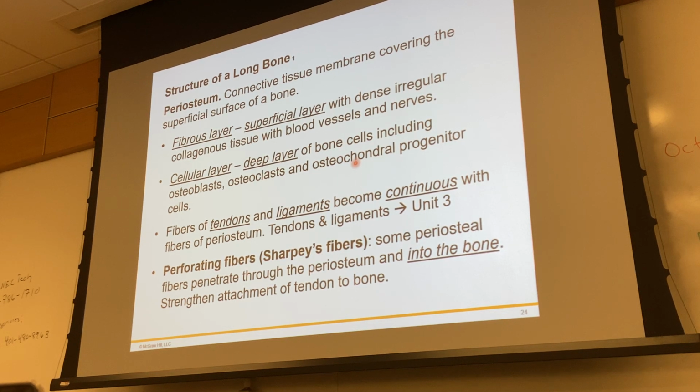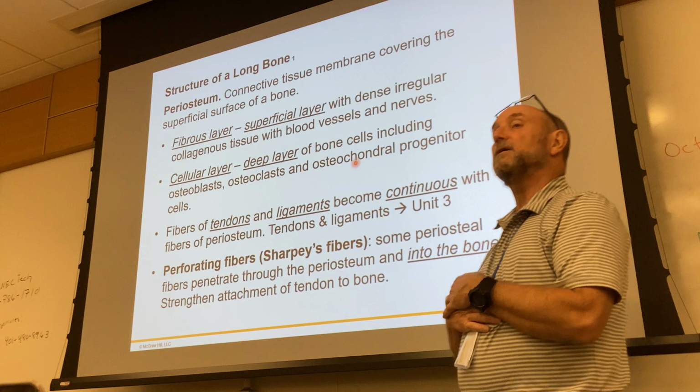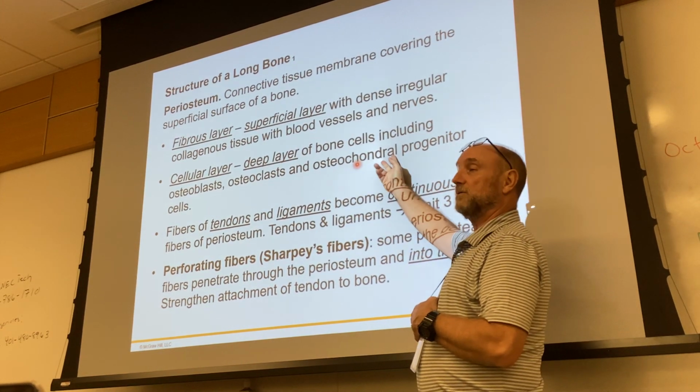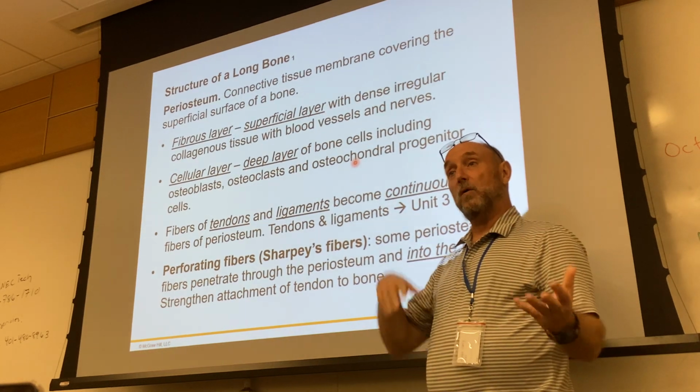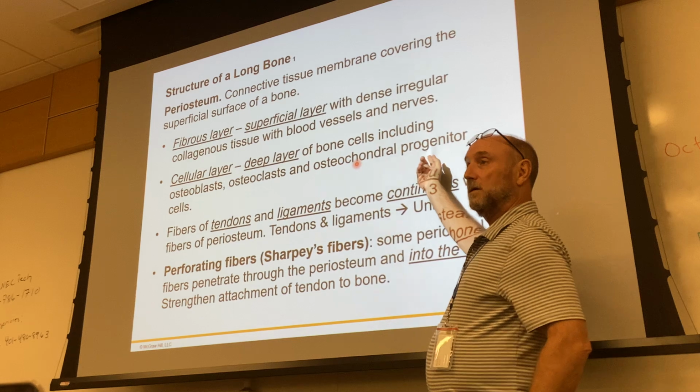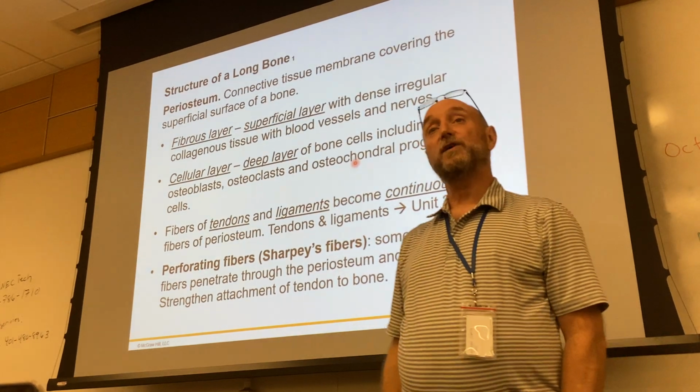Look at this term. I haven't used this term before. Osteochondral progenitor cells. What does that mean? So what does osteo mean? Bone. What is chondral? Cartilage. So there's bone and cartilage cells. So what does that mean? Is it generating those cells? So they're generating those cells.